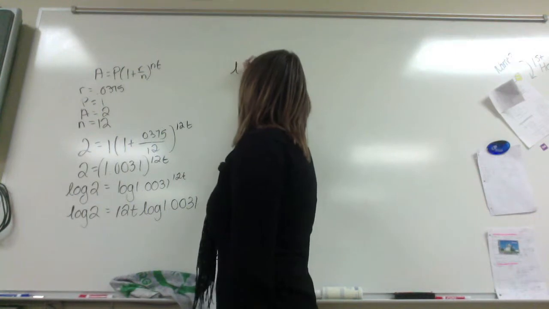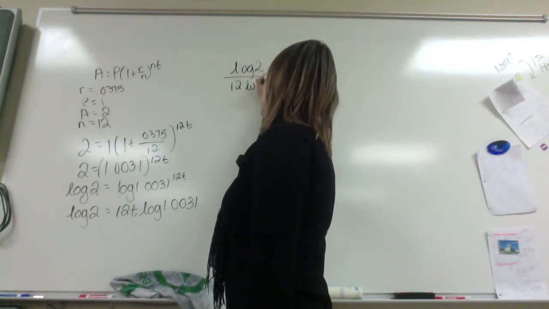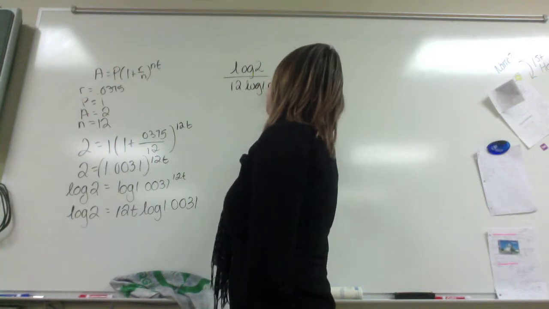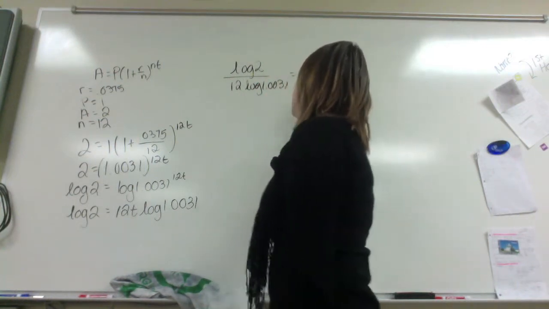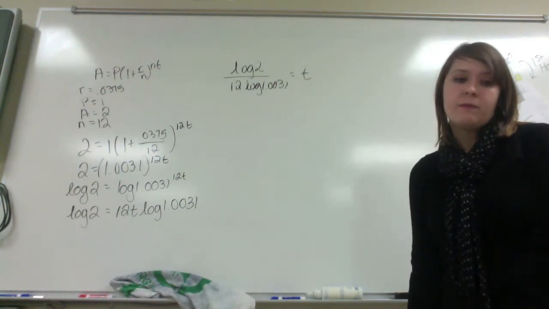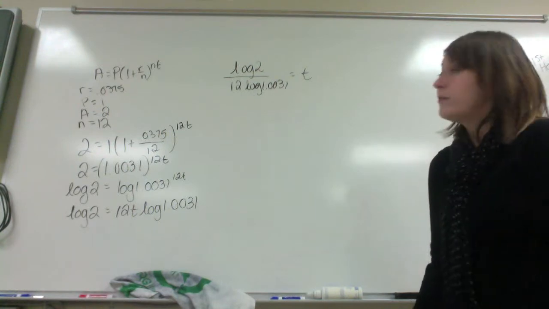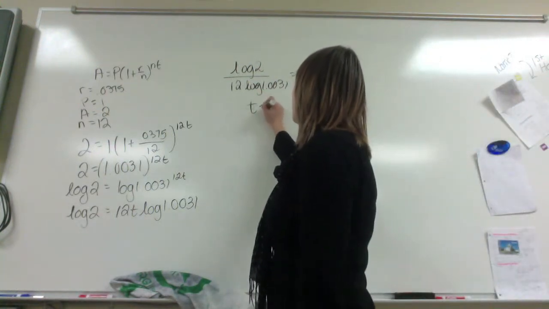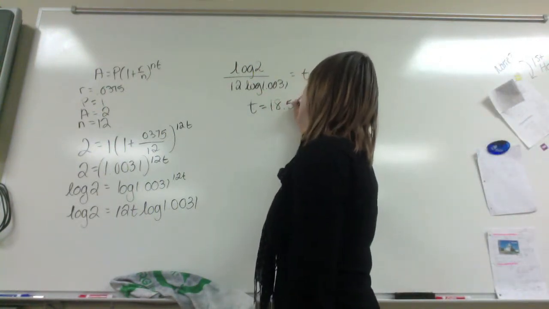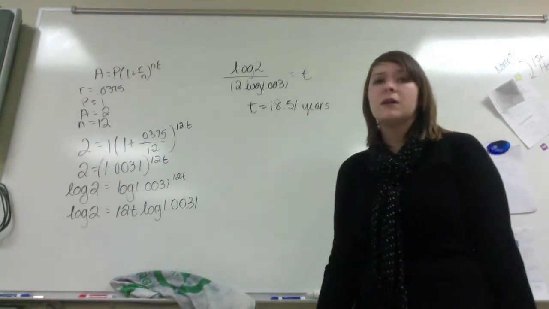So I'm going to have log of 2 over 12 log 1.003 equals t, and just plug that into my calculator, and that'll give me t equals 18.51. Now remember, that's in years. Okay, so they wanted it in days.